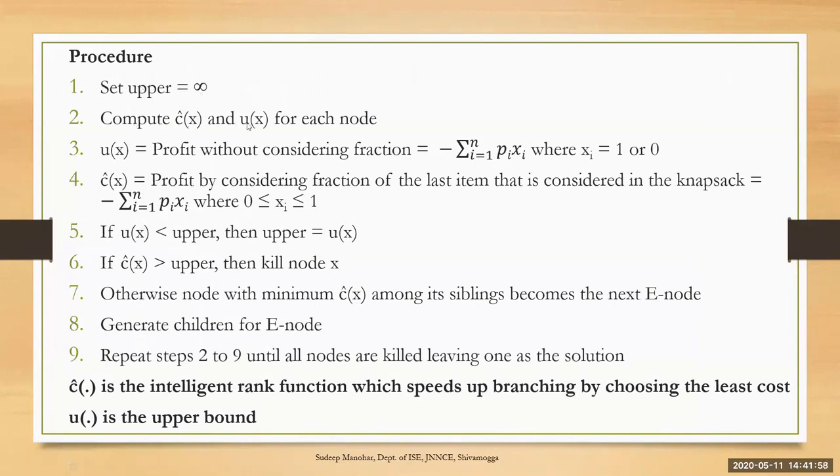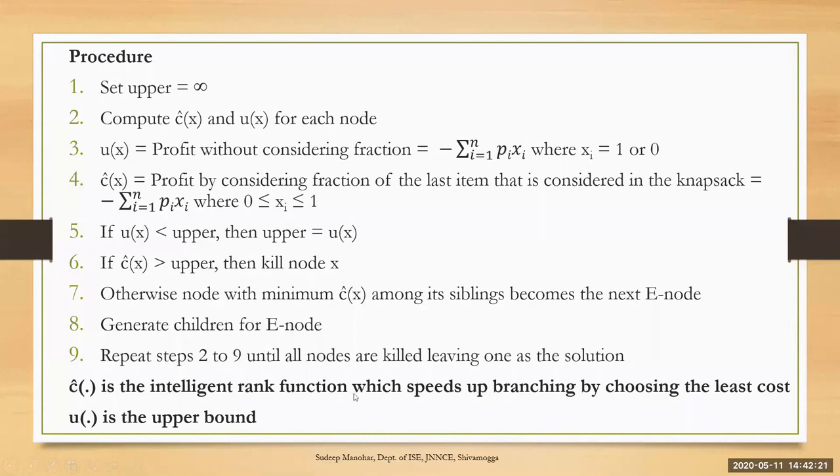You have to compute two more functions. One is C cap of x. The other one is U of x. C cap of x and U of x. What are these two? I will tell that. C cap of x, that is C cap of dot, is the intelligent rank function. It is the intelligent rank function which speeds up branching by choosing the least cost.